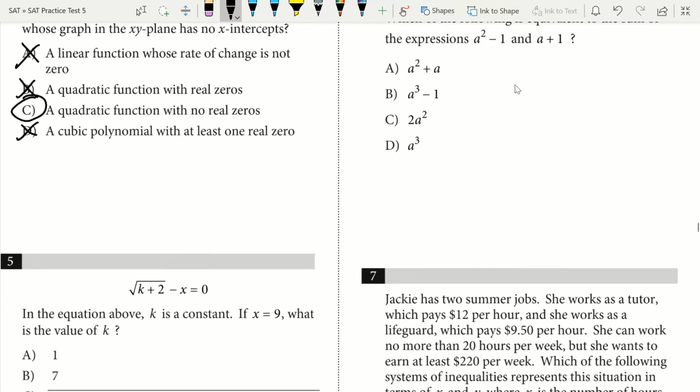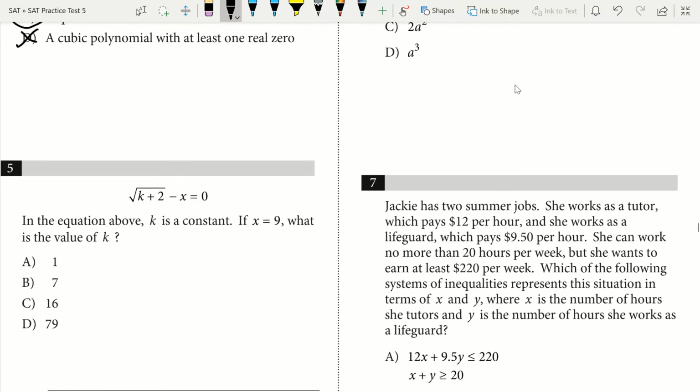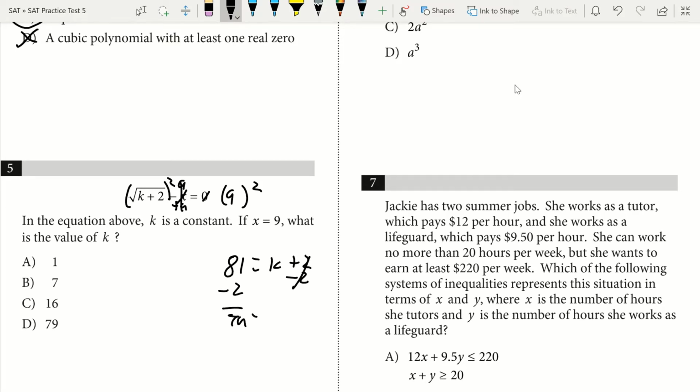All right, question 5. In the equation above, k is a constant. If x equals 9, what is the value of k? All right, we'll have minus 9 here. I'll add 9 to both sides, so that'll cancel. I'll have 9 is equal to the square root of k plus 2. I square each side. 9 squared is 81, so now I have 81 equals k plus 2. I subtract 2 from each side to get k, and that leaves me with 79 equals k. So my answer is 79, which is D.